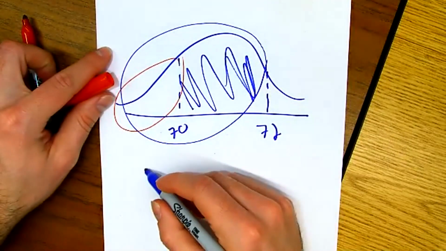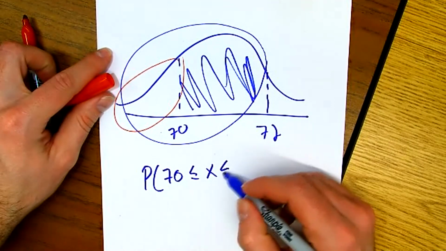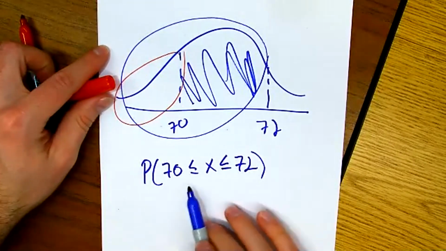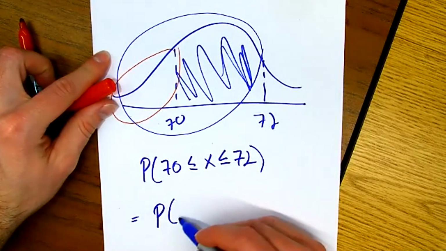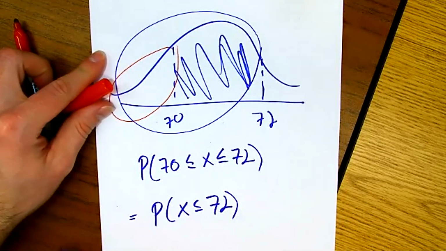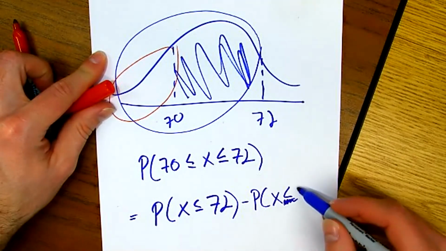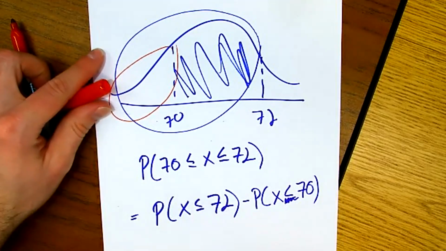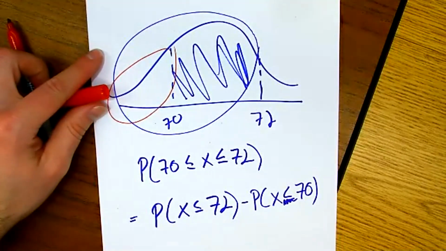Well, if we find the probability that, let's say we want x to be between 70 and 72, that means every outcome that's less than 72 but above 70. So if I just find the probability that x is less than or equal to 72, that's every outcome below 72. If I then just subtract the probability that x is, and here not equal to, but just less than 70, what I'm left with is just the values in between 70 and 72. So that's why subtracting the smaller probability from the larger one will just give me what's in between.